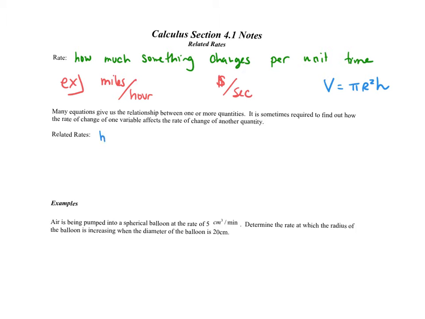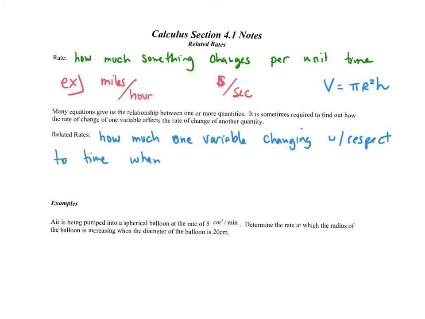So related rates problems is how much one rate is happening, or one variable, not one rate. One variable is changing with respect to time when another rate is changing. So it's how one rate is changing versus how another rate is changing. But we both do this with respect to time.